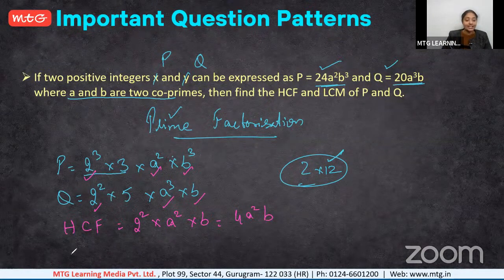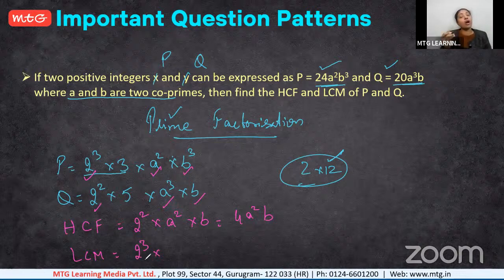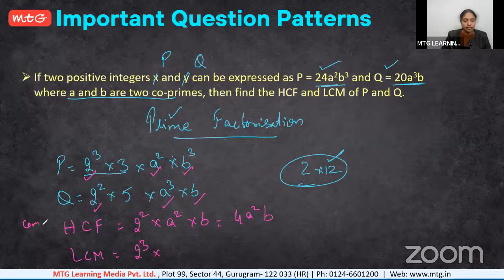Now, coming to LCM, how can the LCM of these numbers be? I said, pick out the highest power. What is the highest power of 2? 2 cube. In this case, we don't use only common factors, we use all the factors. Here we apply only common factors for HCF. Remember this concept, children. If you remember these basic tricks and tips, solving is easy. For HCF, we pick common factors. For LCM, all factors we pick.